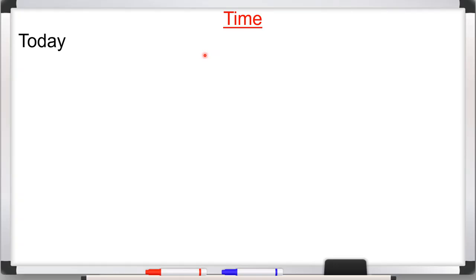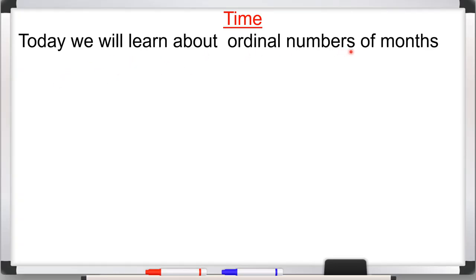So beta, today we will learn about ordinal numbers of month's name. Ordinal numbers means the months' names, in which order they come, that we will learn today. Okay. So the first month of the year is January.